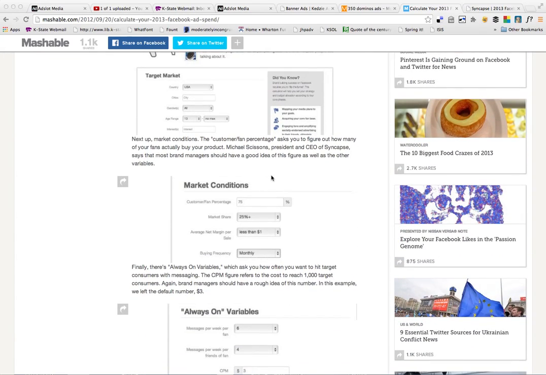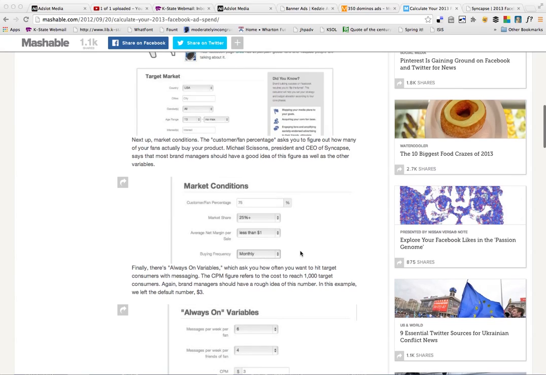So I think it's a decent thing to look over real quick because it asks you a bunch of different questions about your target market, also market conditions, like what percentage of your customers are actually your fans, what market share you actually have, what your average net margin per sale is, how often people buy something from you, because those are all factors that we oftentimes overlook because we just don't have the tools to be able to do that without already working for the company and things like that.